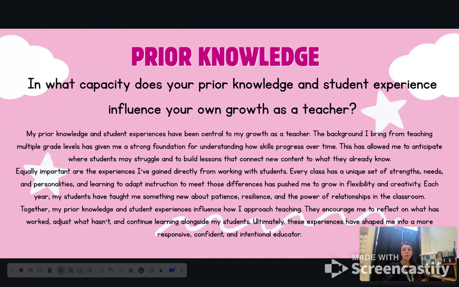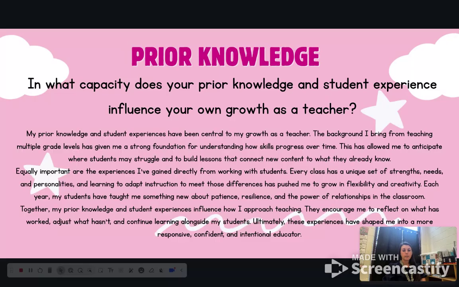So, prior knowledge. In what capacity does your prior knowledge and student experience influence your own growth as a teacher? My prior knowledge and student experience has been central to my growth as a teacher. The background that I bring from teaching multiple grade levels, kindergarten and first grade, has helped me to build a strong foundation for understanding the basic skill set that these students were supposed to learn in kindergarten and first grade. This has allowed me to anticipate where students may struggle, and it helps to build on the lessons because the standards are building every single year. It takes one skill and builds on it over multiple years.